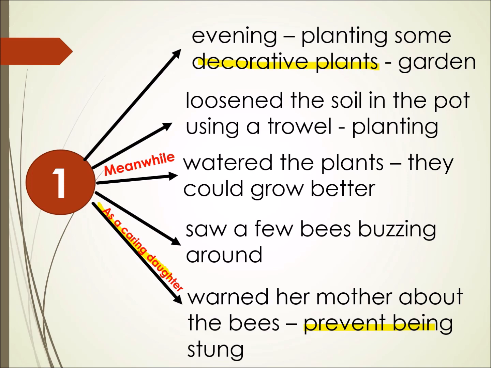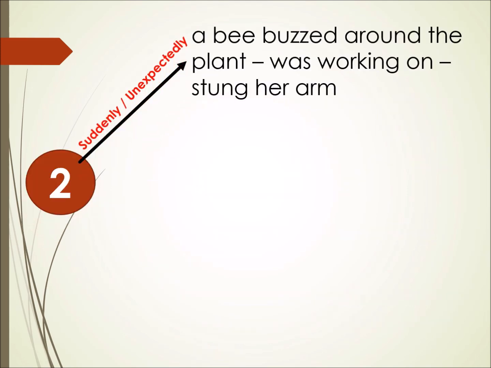It's very simple, right? Now let's look at the second paragraph. Suddenly, out of the blue, a bee buzzed around the plant that Anissa's mother was working on. It means she was planting that plant, and the bee was buzzing around it, and then suddenly the bee stung her arm.